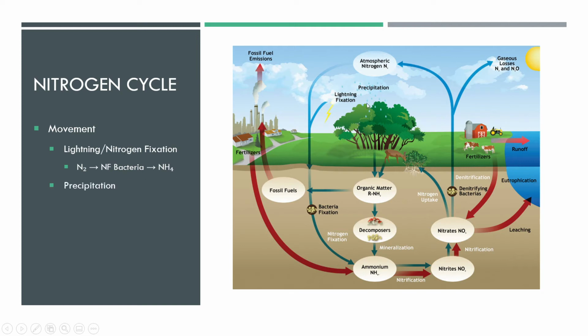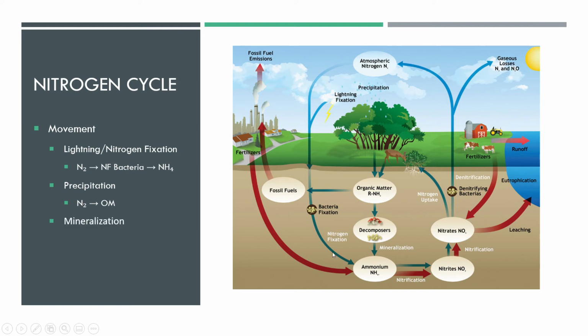Precipitation. It's going to change atmospheric nitrogen, and it's going to put that onto the organic matter. It's going to go into the plants, it's going to go onto the soil, it's going to go into the organic matter. So N2 to OM.